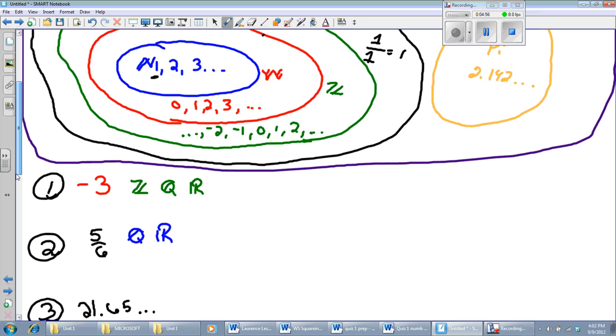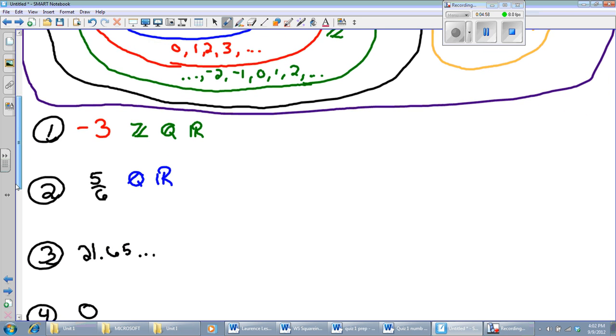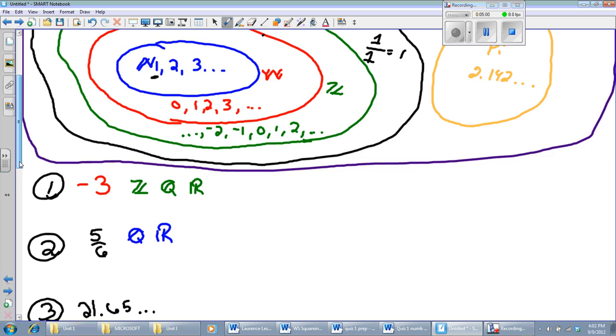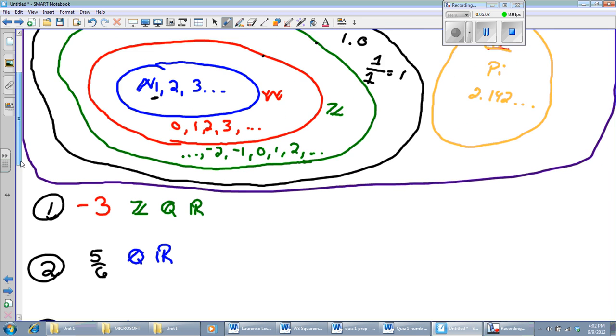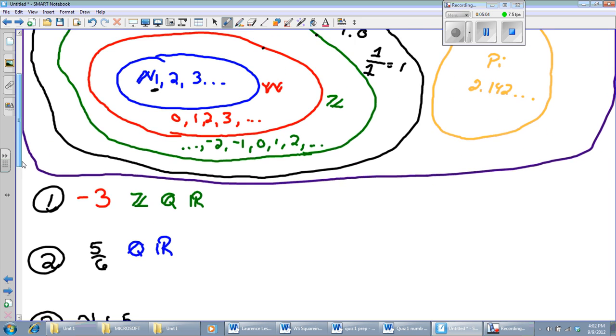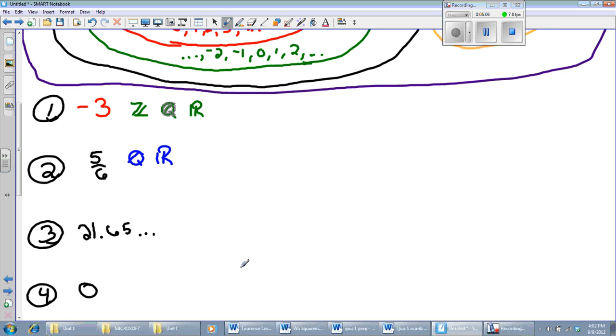All right, let's come on down here. 2.165 dot dot dot. That means that decimal goes forever without repeating. Automatically, you should be thinking irrational. And you are correct. It is an irrational number. It is also a real number.